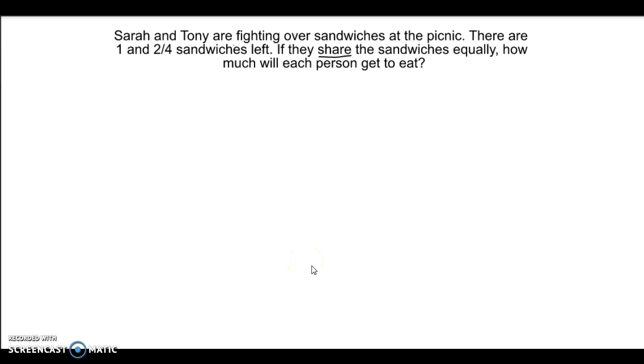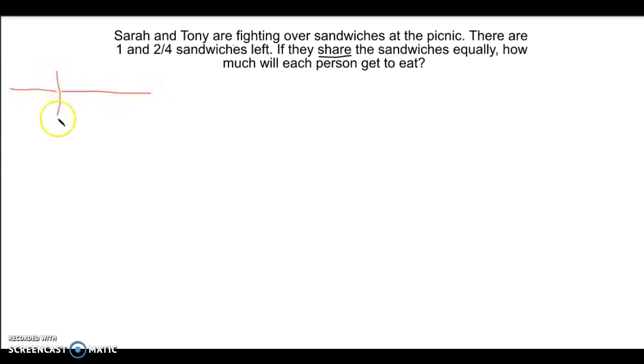So first thing, we'll have students start by reading the question. So this one is, Sarah and Tony are fighting over sandwiches at the picnic. There are 1 2/4 sandwiches left. If they share the sandwiches equally, how much will each person get to eat? So a real-world example of when you might actually see fractions, especially if you go to family reunions, that sort of thing. So the first thing we're going to have students start with is called a KWC chart.